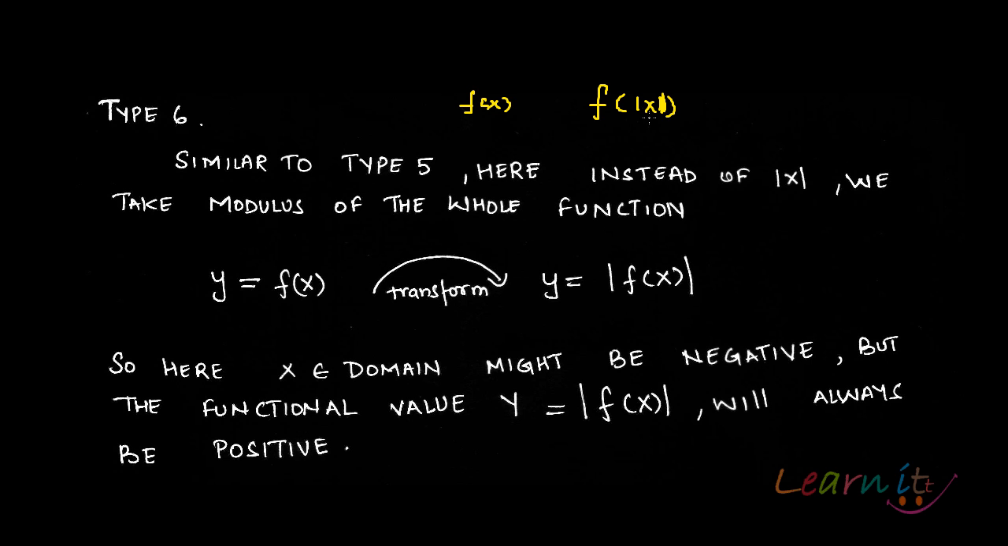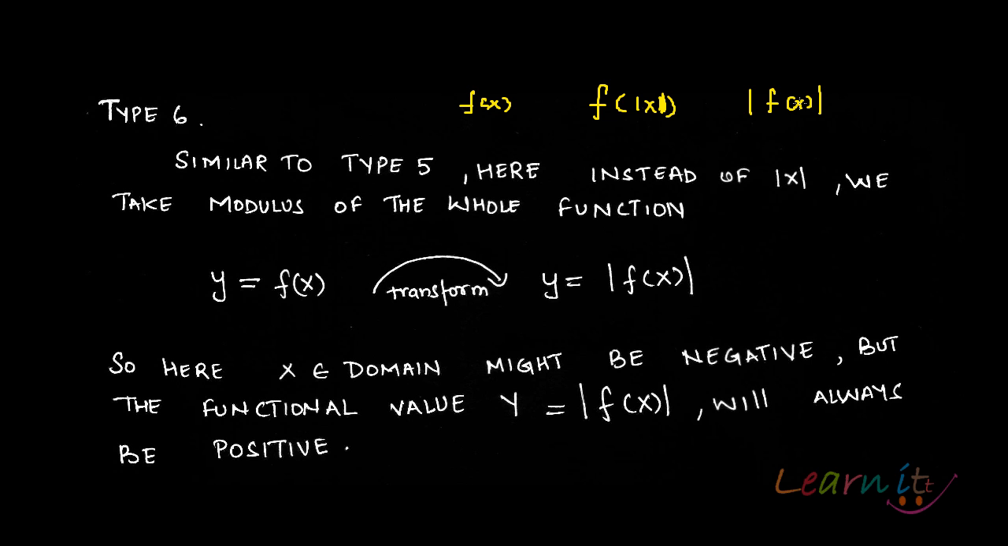Now my question is, here instead of mod x, we take the modulus of the whole function. So I'm trying to figure out what happens to modulus f(x). What will be the graph of modulus f(x)? So just think about it. y equals modulus f(x). Of course, it's a transformation coming from y equals f(x). Now I'm looking at modulus f(x).